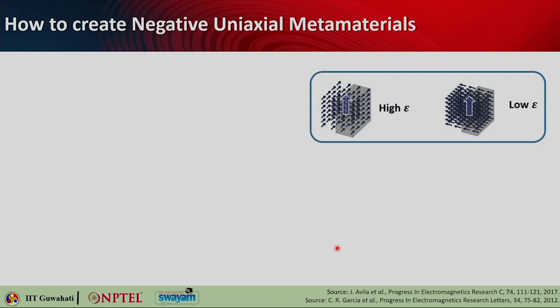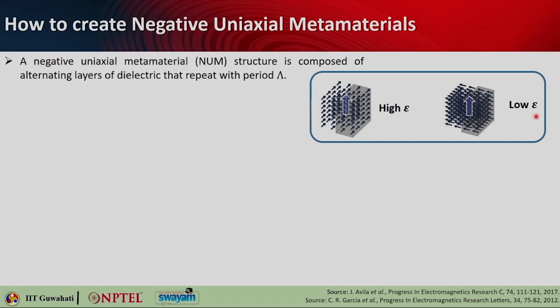Now, again the question comes back to us, how do we actually realize negative uniaxial metamaterials? Now, for permittivity it is a bit easy if you remember this particular cheat sheet, that when you have this slab, and if you have electric field parallel to the slab, okay, you will have high permittivity, but when you have the field normal to the surface of the dielectric material, it is low permittivity.